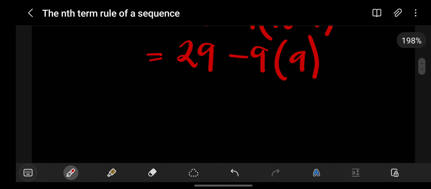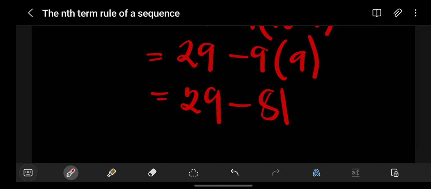So what are we going to do next? Of course, you will do the multiplication first, since that is our priority in the MDAS rule, the MD. So we have 29 minus, and what's 9 times 9? It's 81.